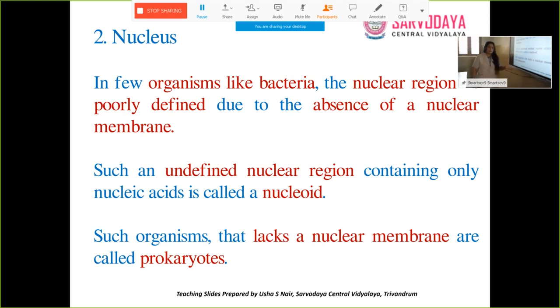Now, such organisms, we have already learned about these. Such organisms that lack a nuclear membrane are called prokaryotes. We have learned the differences between prokaryotes and eukaryotes. They are just repeating this in the nucleus part. I know most of you know this, but we have to go through it again. So organisms that lack a nuclear membrane are called prokaryotes.